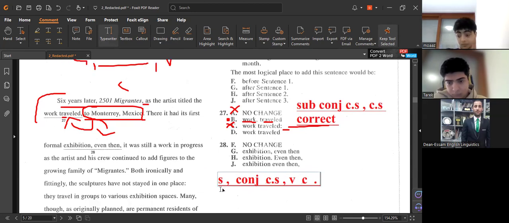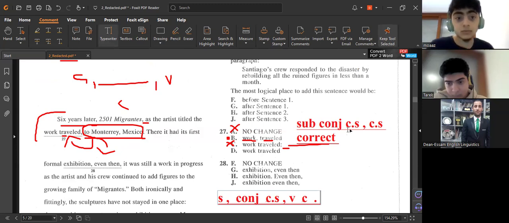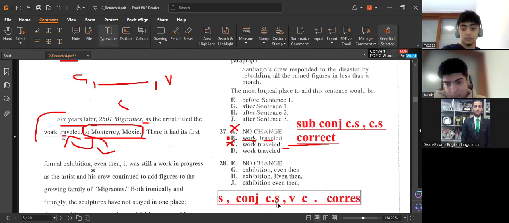Now check: does this subject work with this verb? Yes. And do we have a conjunction and a complete sentence like that? Yes. As the artist titled the work. As is the conjunction, with subject artist, verb titled, and complement work. A simple sentence. And then the subject here, and then the verb here, yes, traveled. And then the complement, to Monterrey, Mexico, you know. This structure is the same as that, but we put the clause between the subject and verb of this clause. Imagine it. This structure is called correct. This is called in English the structure of academic writing.